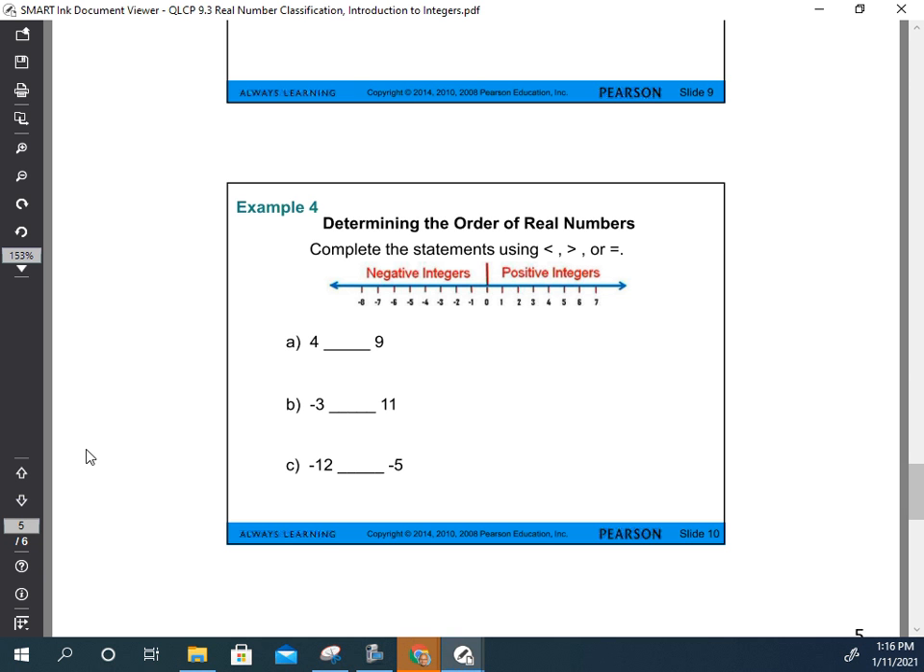So, putting numbers in order. If you have 4 and 9, two positive numbers are easy to put in order. Biggest number wins. So 4 and 9, 4 is less than 9. The open mouth always points to the bigger number.